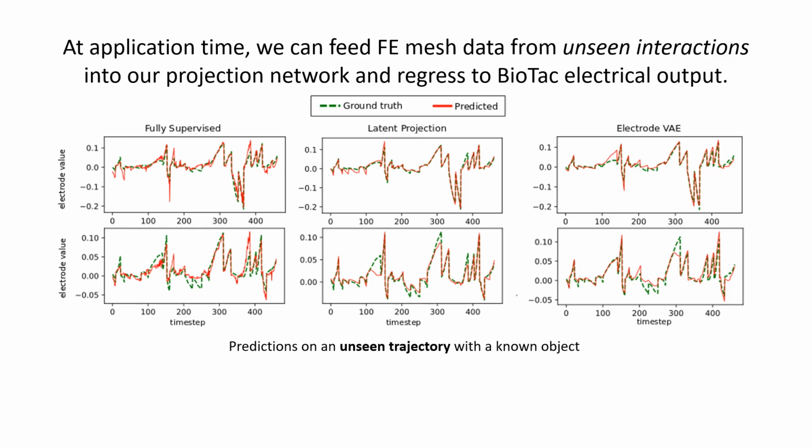We can synthesize electrode signals on unseen trajectories using the mentioned pipeline. We see that our method follows the ground truth signal, while the fully supervised baseline has spikes and also misses small features.